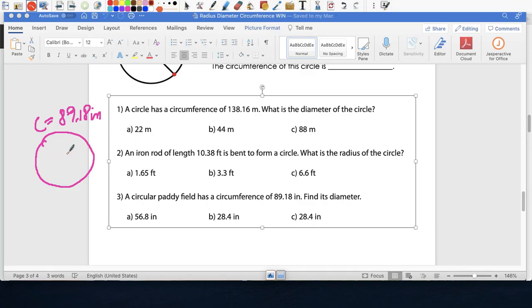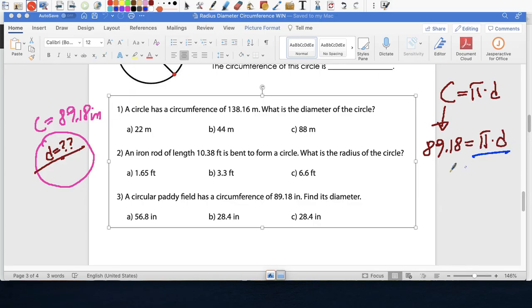And it has a diameter. Put D and put a question mark, because I don't know what that is right now. So that's what we're trying to find out. So we're going to use the formula C equals pi D. We can replace C with the value here, because I know what it is. 89.18 equals pi times diameter. Because it's multiplying here, we're going to use the inverse of multiplication, which is division.